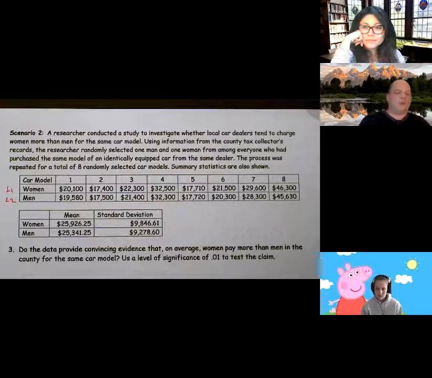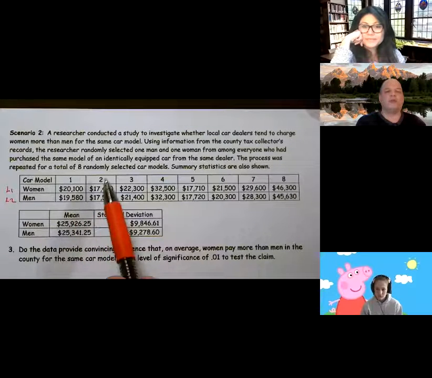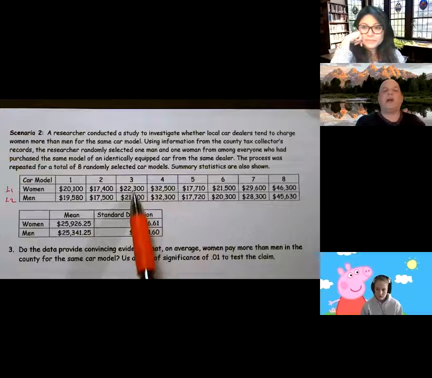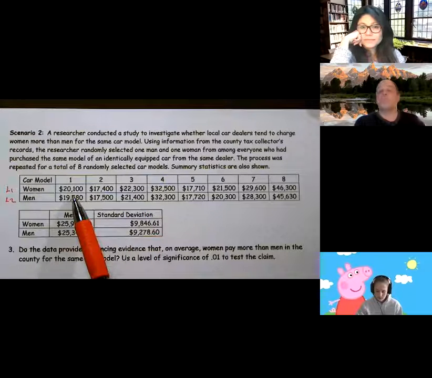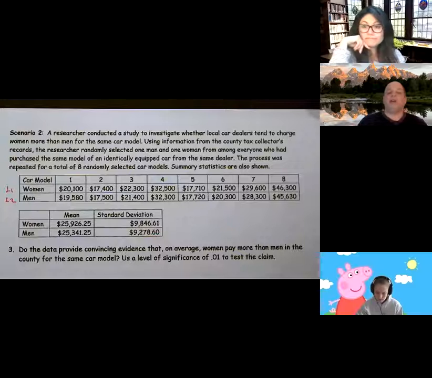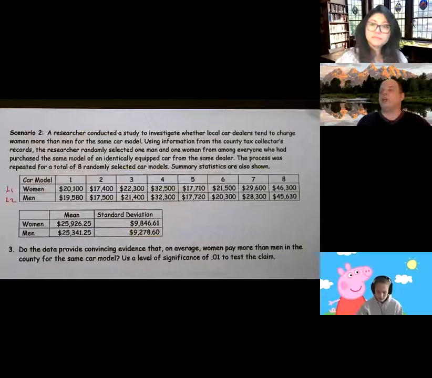And the reason I know this was a paired test is because I had car models, and I had a man and a woman who purchased car model 1, a man and a woman who purchased car model 2. So I had a pairing based on the car, okay? So this would have been a paired test. Now, in previous years, we have given this as an actual test question. And the difficulty students run into is they wonder, do I run this as a paired or do I run this as a 2-sample?